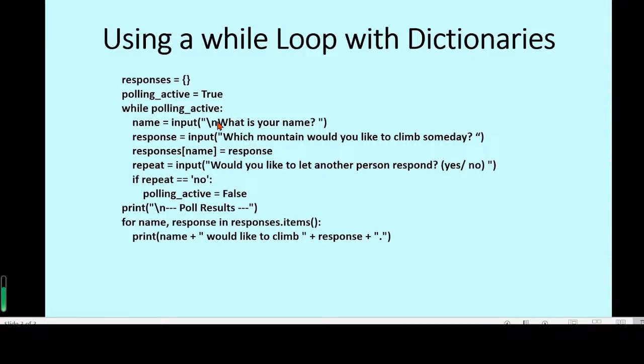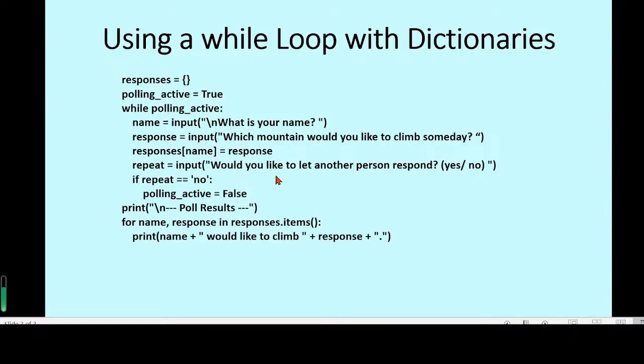So while polling active, the user will see the prompt, what is your name. Then the response is input, and the user inputs the name into the name variable. Similarly, the user will input the mountain information for the response variable. Then for the dictionary created here, we add key value pairs for name, the person, and its response, the value of this mountain.